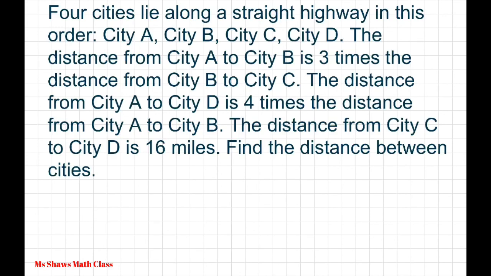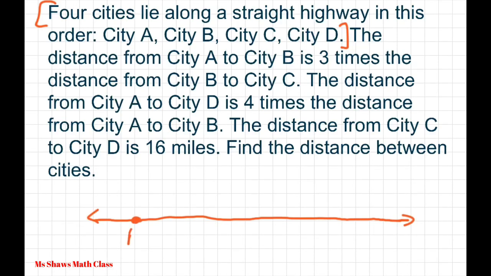So this is how we're going to do it. We're going to take each part in order. So the first part, 4 cities lie along a straight highway. So I'm going to draw a straight highway. All right. And I have City A. I'm going to go ahead and put City D here so I can kind of proportion this. City B and City C. All right. It's not drawn to scale.